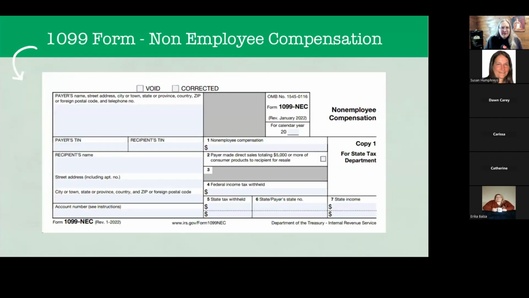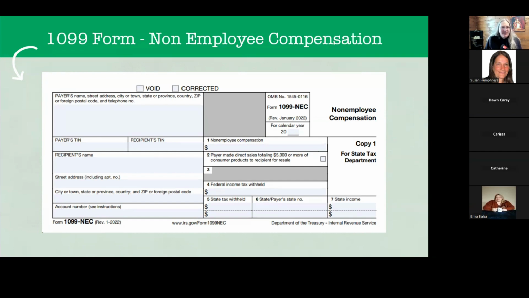And this is a continuous use form. I forgot to mention it on the 1099 miscellaneous. They leave the last 2 digits of the calendar year blank, and you can use the same form for multiple years, which is nice because if you have a whole bunch and you don't use them before, they would be garbage, and now you can just change. They're good for multiple years.